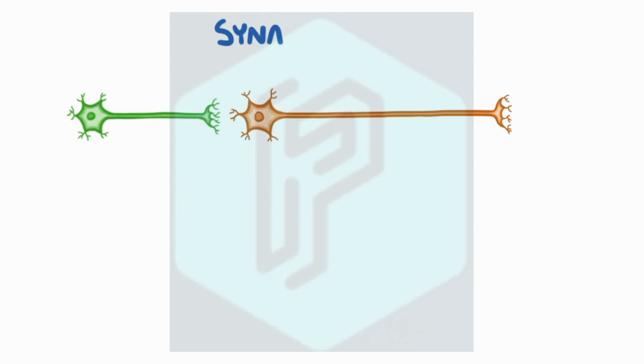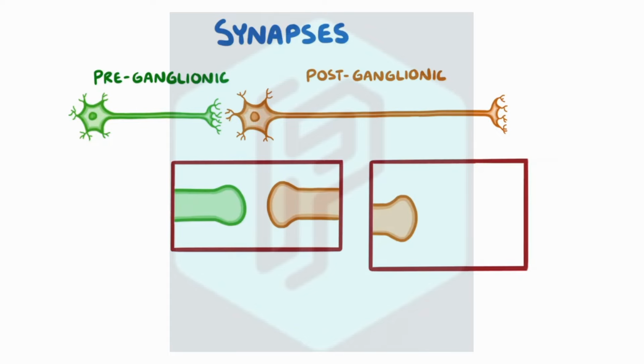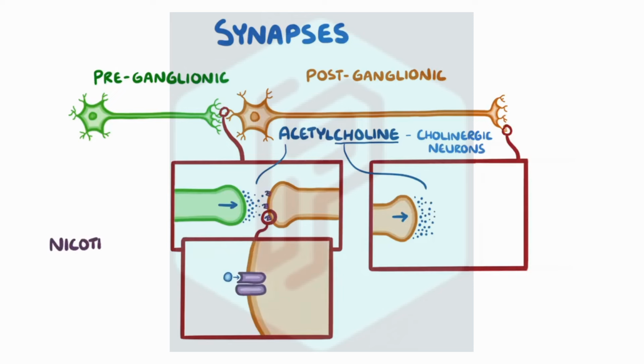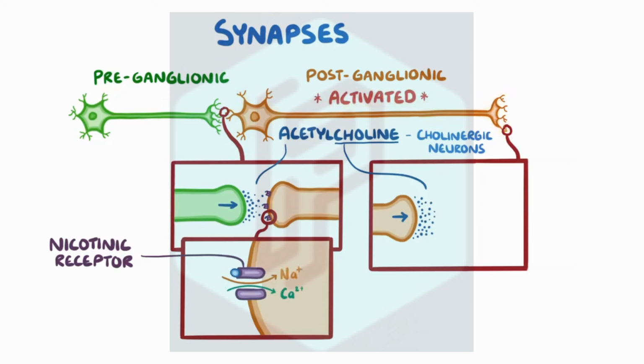Now let's zoom in on the synapses of the parasympathetic nervous system. The preganglionic and postganglionic neurons release neurotransmitters, which are tiny molecules that nerve cells use to communicate with one another. They both release the neurotransmitter acetylcholine, and that's why they're called cholinergic neurons. Acetylcholine, released by preganglionic neurons, binds to nicotinic receptors on the cell membrane of postganglionic neuron cell bodies. Nicotinic receptors are ion channels that open when acetylcholine binds to them, and they allow positive ions like sodium and calcium to cross the membrane, activating the postganglionic neurons.